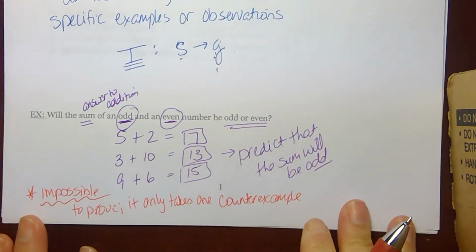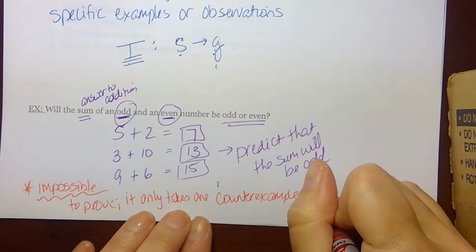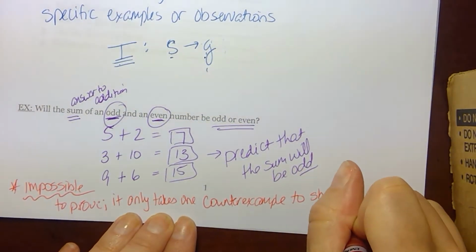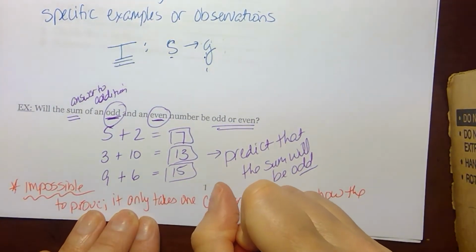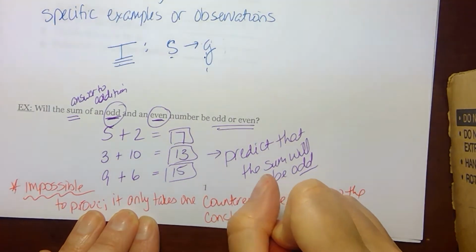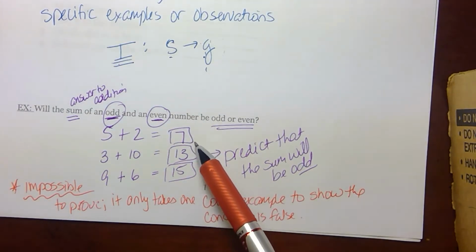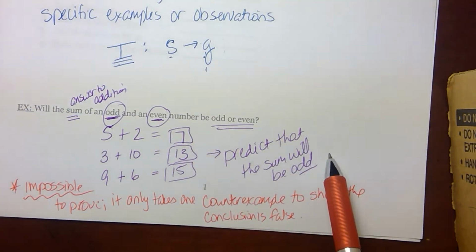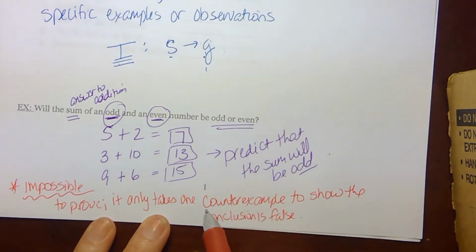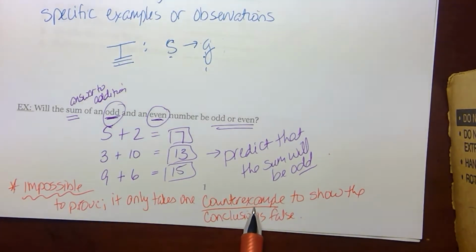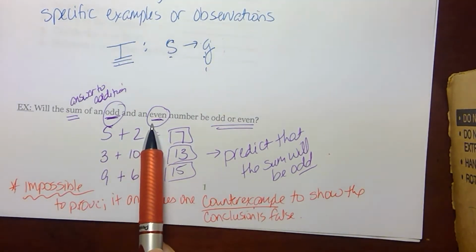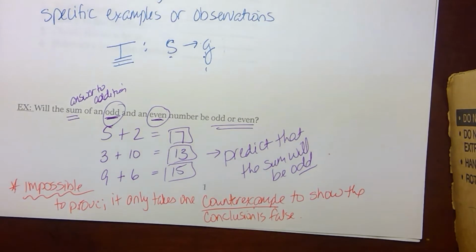It only takes one counterexample to show the conclusion is false. So these are 3 examples that show that my conclusion would be that the sum will be odd. But if I can come up with one example that counters that, a counterexample, where I add an odd plus an even number and I get an even sum, then that would prove it false.